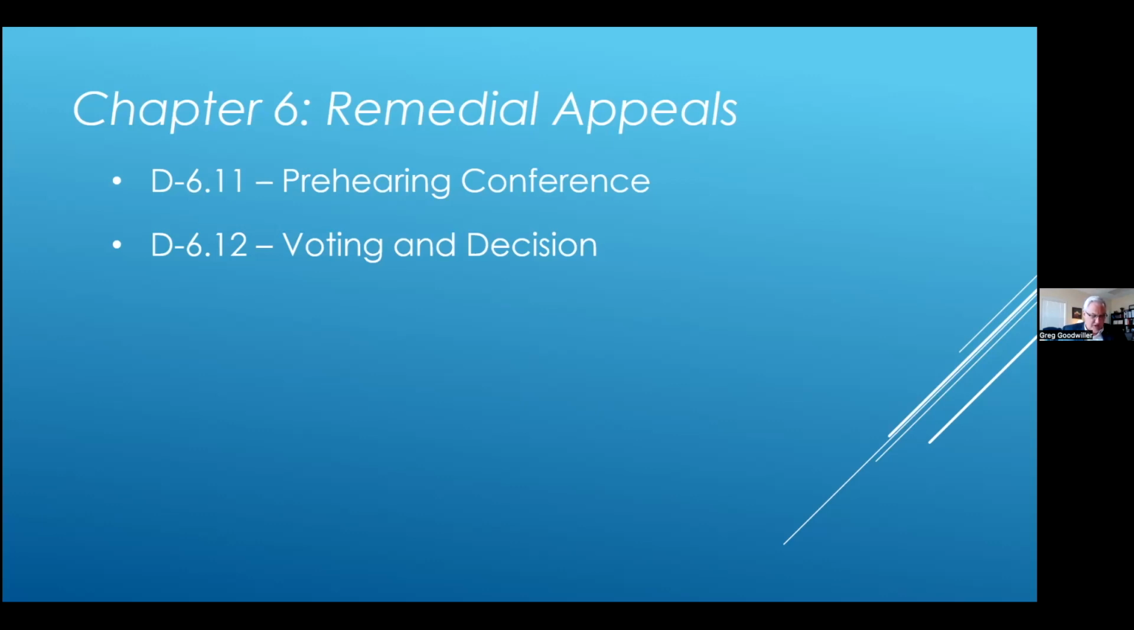Then in terms of what you can do at the end of that, obviously, if none of the specifications of error is sustained, this is 6-1203B. If none of them is sustained and no other error is found, the decision of the lower council shall be affirmed. If one or more errors are found, the Permanent Judicial Commission may conclude that despite the errors found, the decision of the lower council is affirmed.